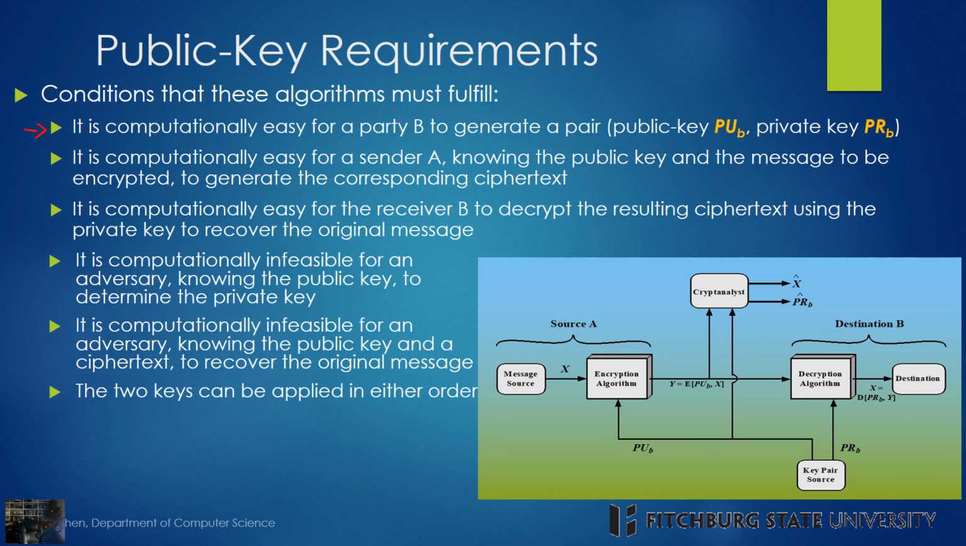we have to make sure it is computationally easy for party B to generate a pair of public key and a private key. Remember that in order to do the communication, for both sides, you need to create a public key and a private key, a pair of keys. One is PU of A, and the other one is PR of A. Now these two keys are related, but one should be made public, the other one is kept secret. And they are related, they should be easy to create.